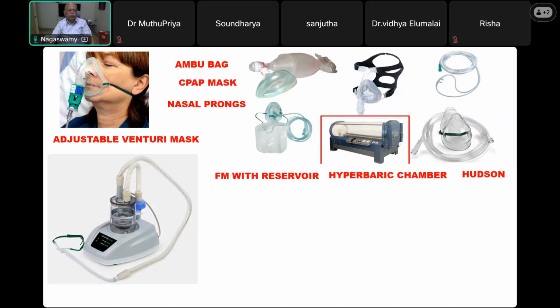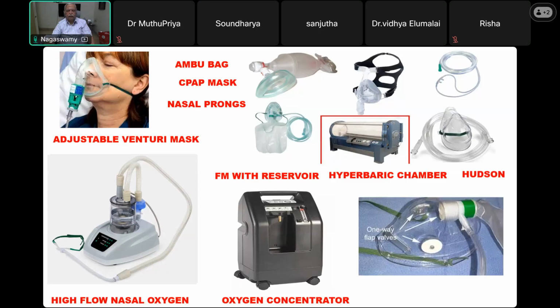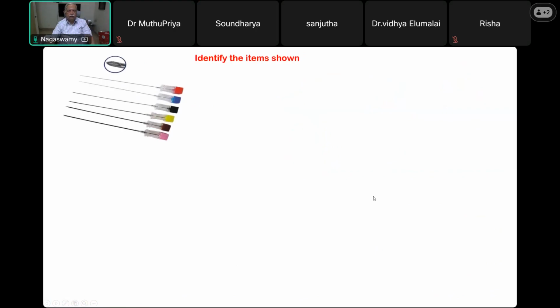What is this instrument? This is a high flow nasal oxygen. This is an oxygen concentrator. Very good. This is a one way flow non-rebreathing mask. One way valve means there's no rebreathing. Okay. Identify the items here.